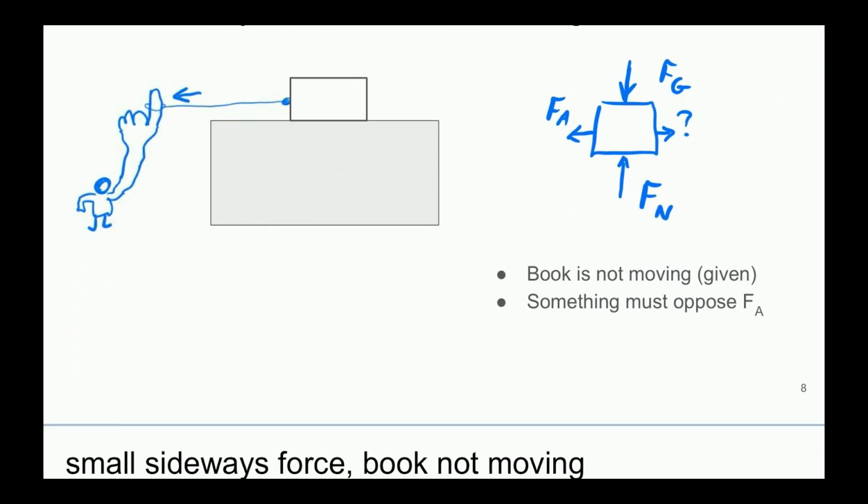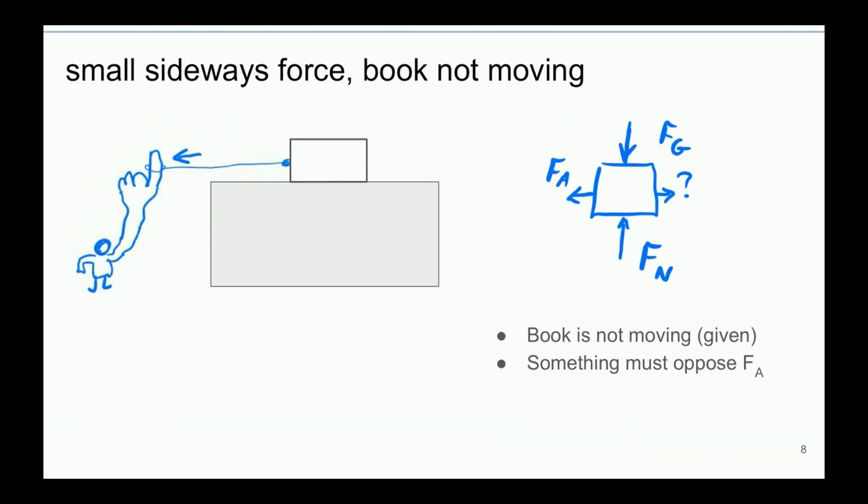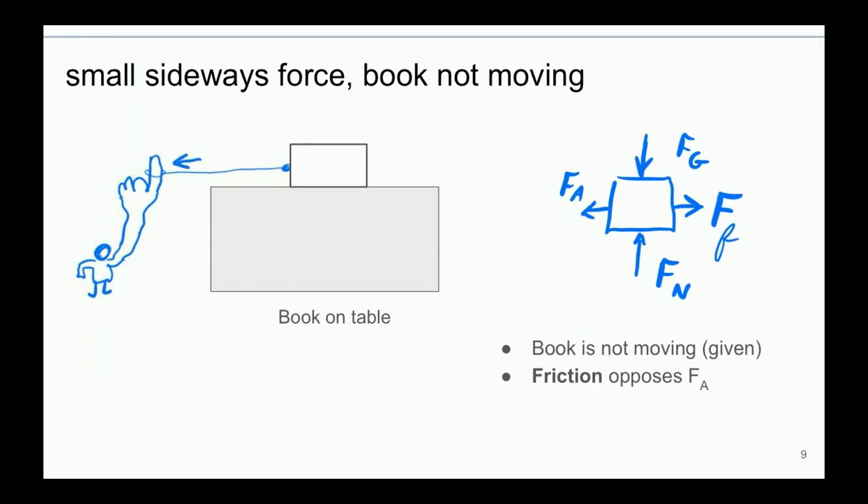And if I apply a force, as in this picture, to the left, there has to be something pulling to the right to counteract it. Otherwise, the thing would be accelerating, right? So what is that force? Of course, you know that is static friction.